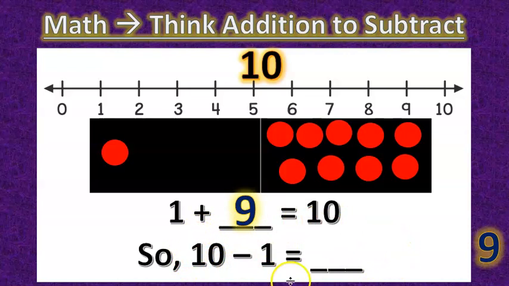What number needs to go here? 9. Good job. So let's get 9 and insert 9 there. That's our answer because 10 is already here. 1 is already here. 9 now needs to go into the answer because 10 minus 1 equals 9. Let's read it again. 10 minus 1 equals 9.